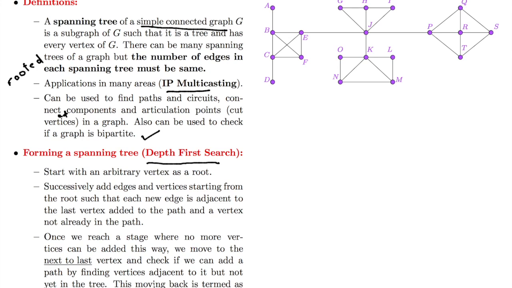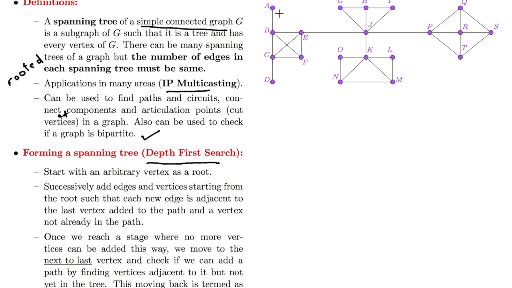And this moving back, we continue this process until we have covered all the vertices of the graph. Okay, and this moving back process is also called backtracking. Therefore, this depth first search is also known as the backtracking algorithm. So let's use this simple descriptive explanation of depth first search and try to find a spanning tree for this graph. So let's start with the root A.